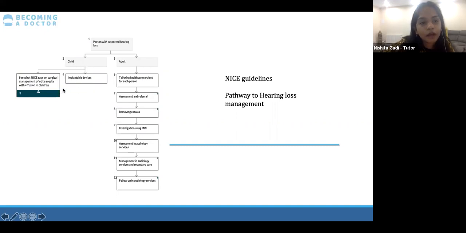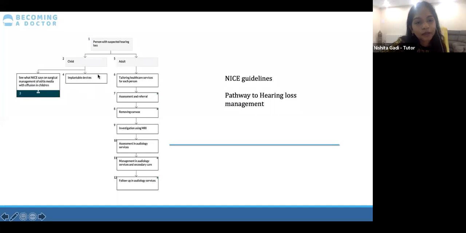And then if it's a child, it'll be quite similar, but NICE guidelines also has extra on the surgical management of otitis media with effusion in children. It basically depends on what the cause is. If it's a congenital cause, or a craniofacial defect, you're going to fix that. Or do you need grommets inserted? There's a lot to take into consideration, so that's why there are different pathways. But as we said before, it's important to consider the patient holistically.